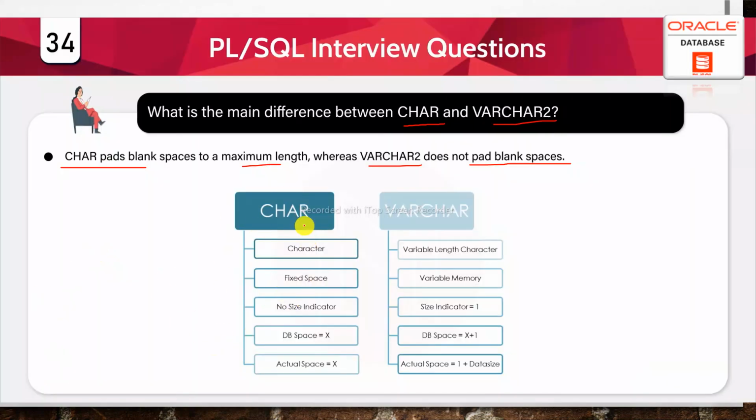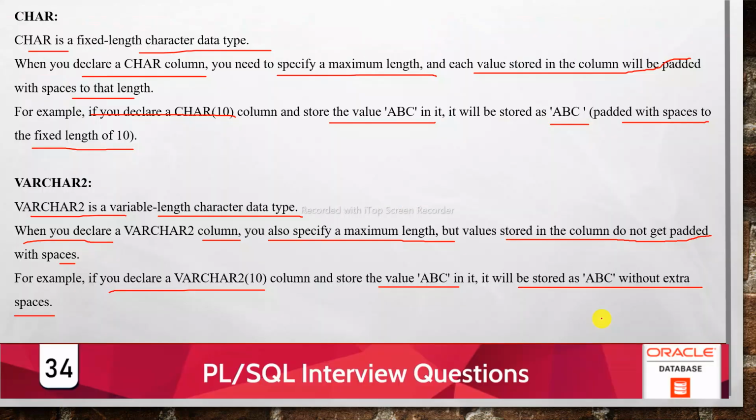I have added all this into this table; you can go through it. Character is fixed length and varchar2 is variable length. Character has fixed spaces, while varchar2 has variable memory. There is no size indicator in character, while in varchar2 the size indicator is 1. So database space is x for character, and x plus 1 for varchar2. Actual space is x for character, and 1 plus data size for varchar2. So this is the difference between character and varchar2.